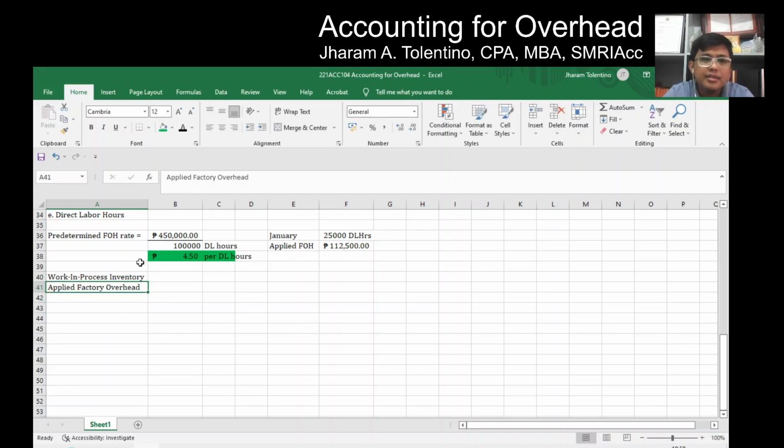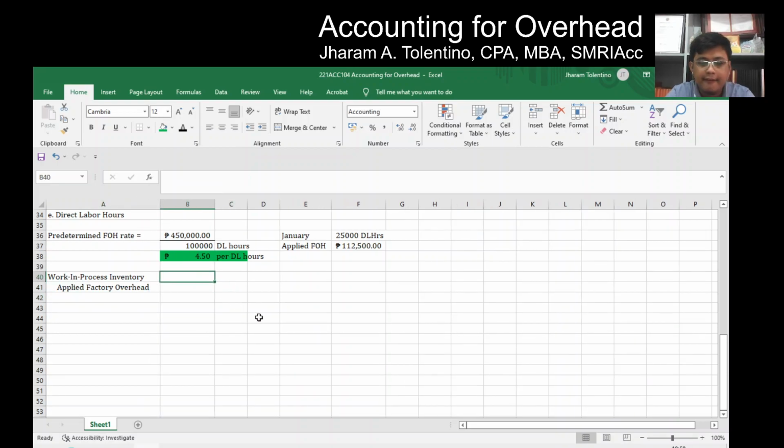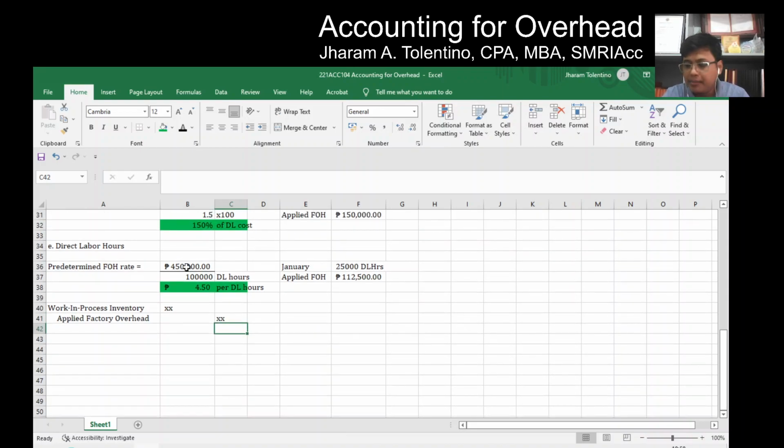Okay? So, pasok natin dito. Yan yung magiging journal entry. Depende pero kung anong base yung ginamit. So, importante, anong kailangan mong gawin? Unahin, makapag-prepare ka. Allocation. Okay, next.